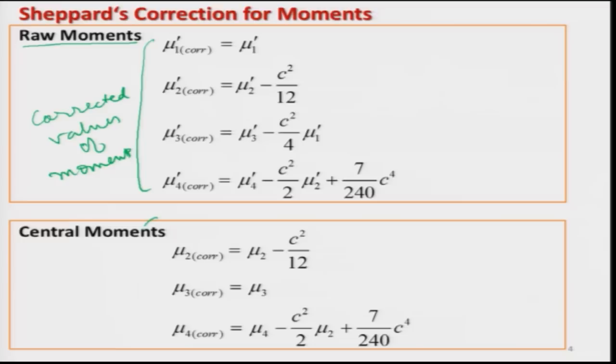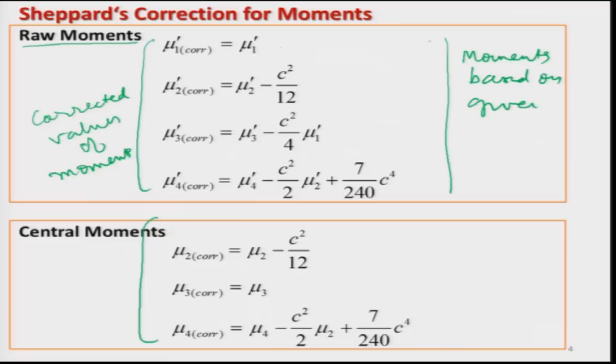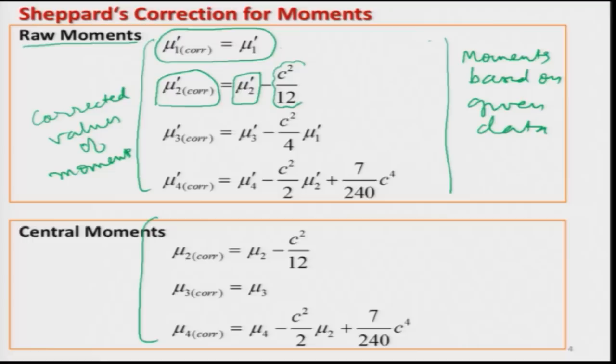And this is the same here also in case of central moments. And on the right hand side, I am trying to indicate moments based on given data without any correction. So, you can see here that the first raw moment remained the same, there is no error in this case. So, the value of the first raw moment and the so called first corrected raw moment, they are the same. But in the case of second raw moment, the second corrected raw moment is a function of second raw moment mu 2 prime, and it is adjusted by a quantity c square by 12.